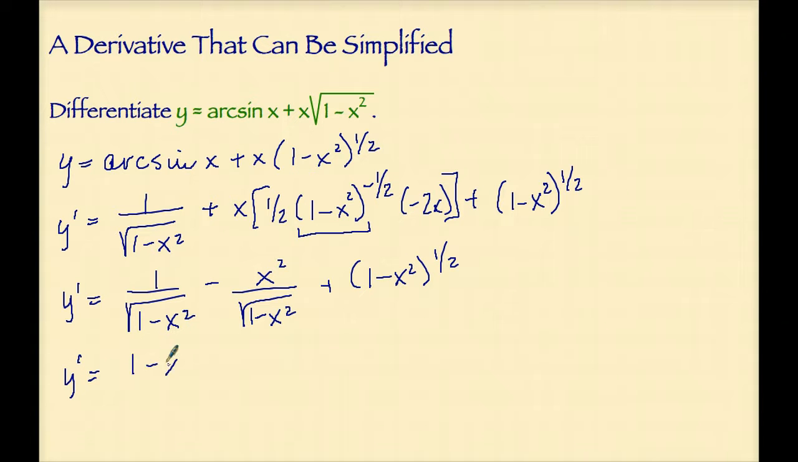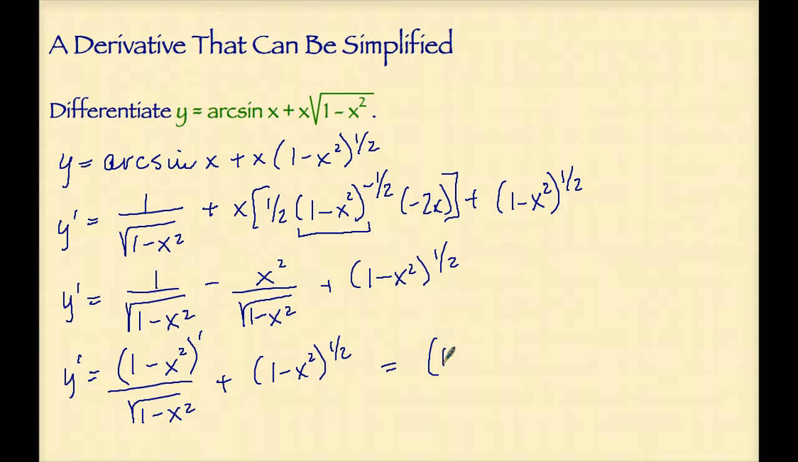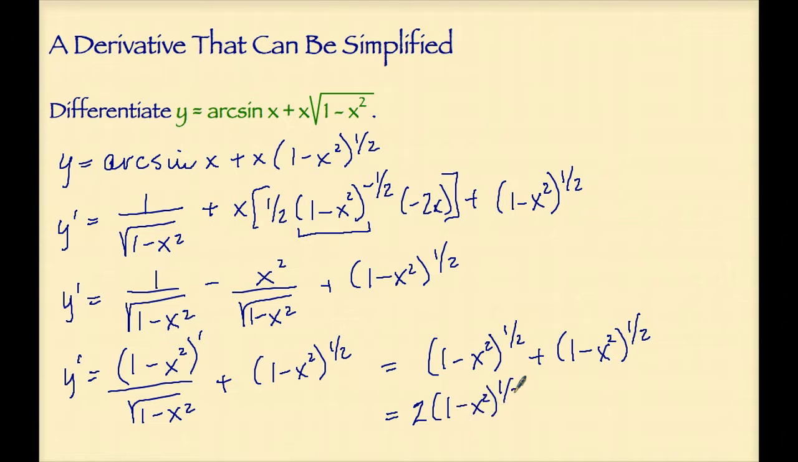Y prime equals 1 minus x squared over the square root of 1 minus x squared plus the quantity 1 minus x squared to the 1/2 power. Now if we think of this quantity as being raised to the 1 power, and this is the same quantity raised to the 1/2 power, we can subtract those exponents. 1 minus 1/2 is 1/2, so that becomes 1 minus x squared to the 1/2 power, and it's being added to the exact same quantity, 1 minus x squared to the 1/2 power. Since these are like terms, I have two of them, 2 times the quantity 1 minus x squared to the 1/2, or this could be written as 2 square root of 1 minus x squared, and that is your simplified derivative.